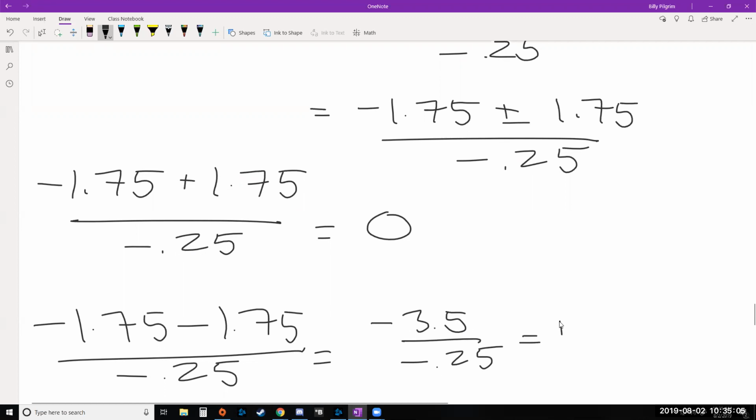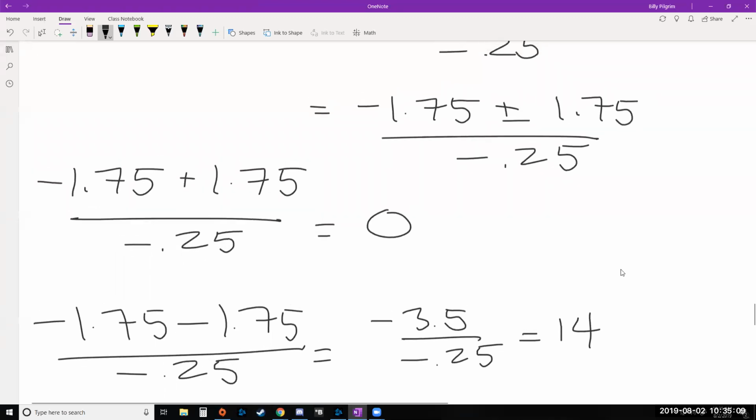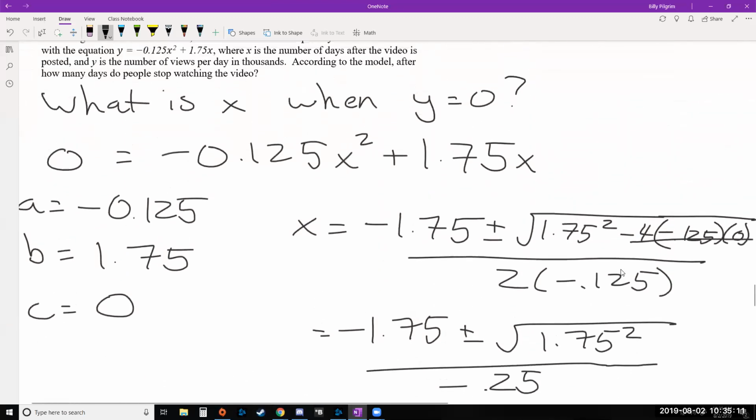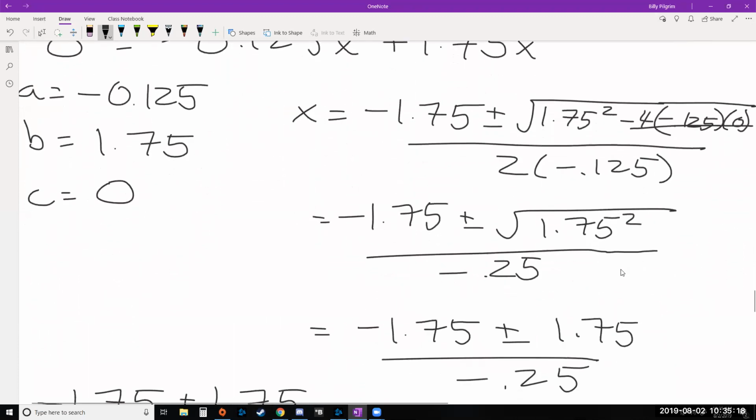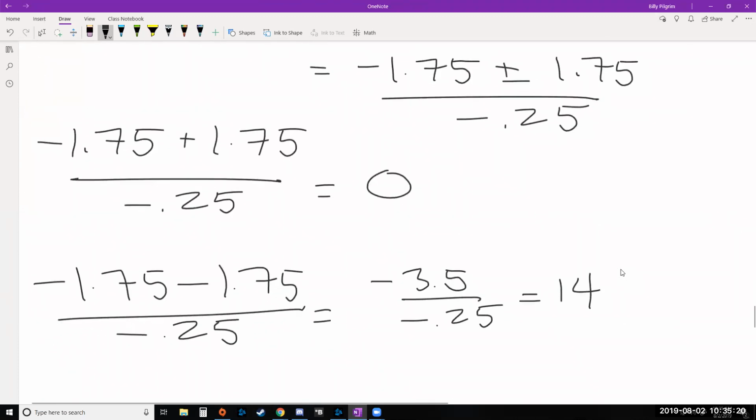And this becomes 14. Okay, so what were we trying to solve for again? We were trying to figure out after how many days do people stop watching the video? So after how many days will the number of views be 0? But we got two answers. We got x equals 0 and x equals 14.